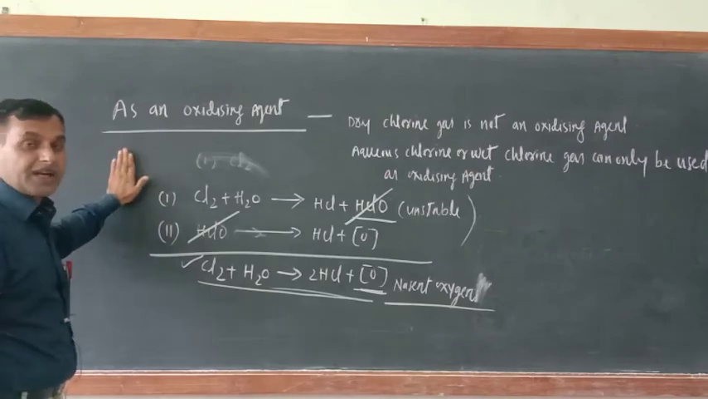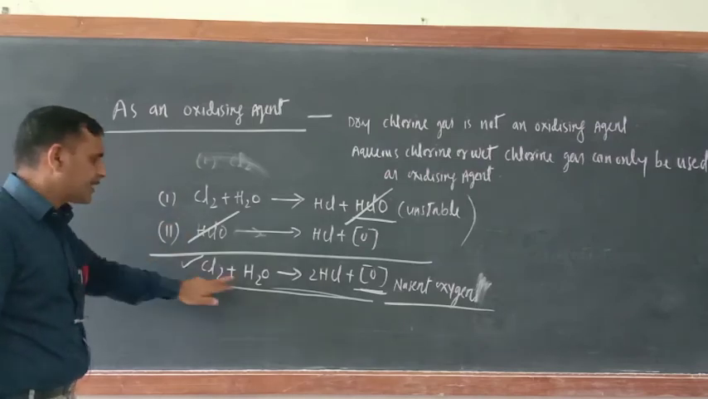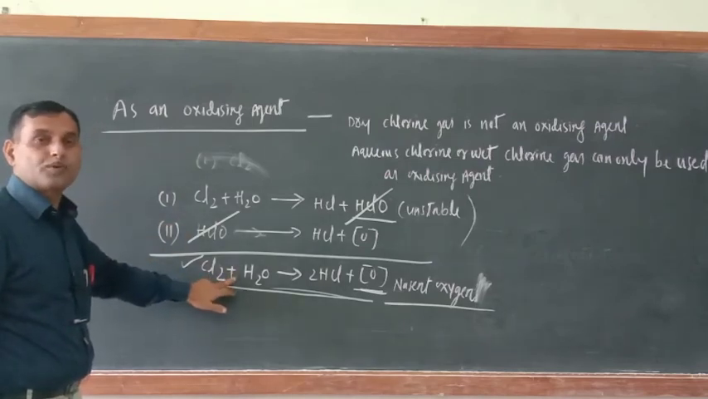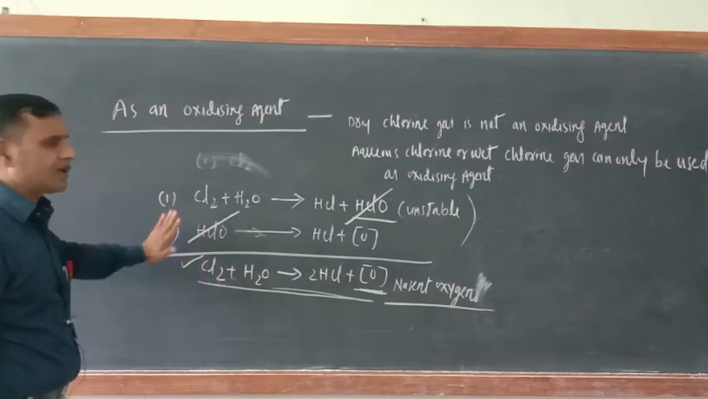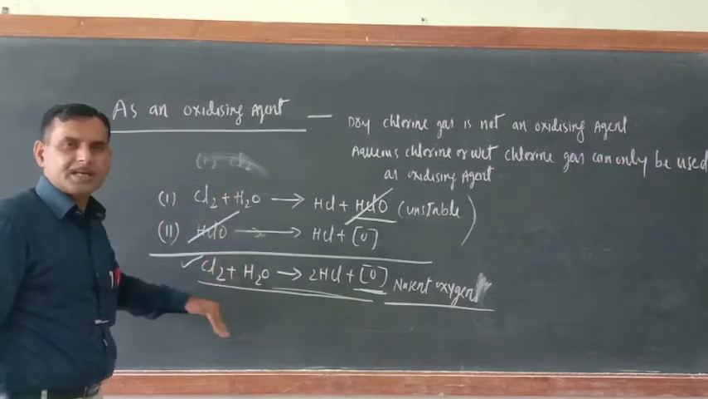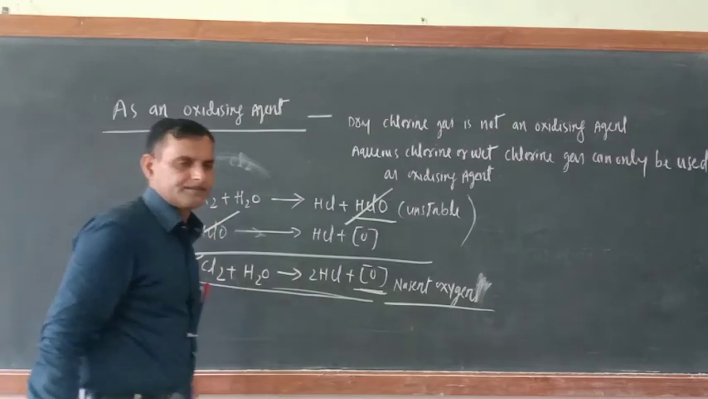But why is chlorine used as an oxidizing agent? This is the reaction which proves that aqueous solution of chlorine, or wet chlorine gas, is used as an oxidizing agent. So I hope that you have got this one. Remaining reactions one by one I will write.